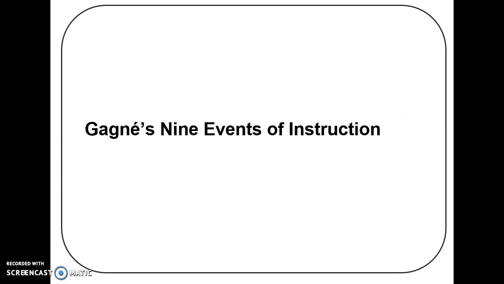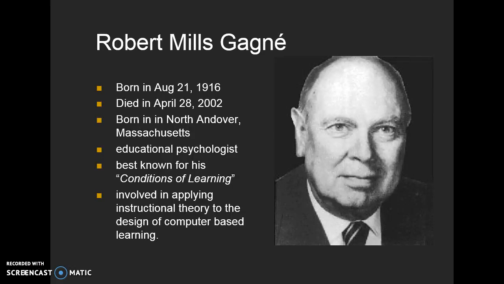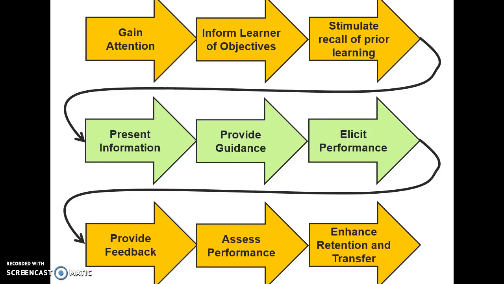So for me, one of the best approaches is Robert Gagne's 9 Events of Instruction. Gagne was born in 1916 and died in 2002 in Massachusetts. He's best known for his concept of conditions of learning, and he would have been a big advocate of applying instructional design theory to computer-based learning. So he has a 9-stage model of how you should deliver a lesson, and we'll cover each of the stages.